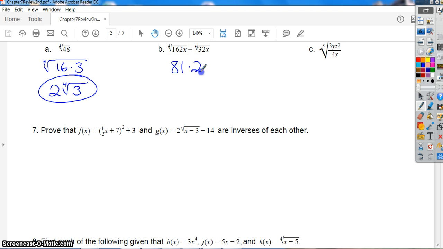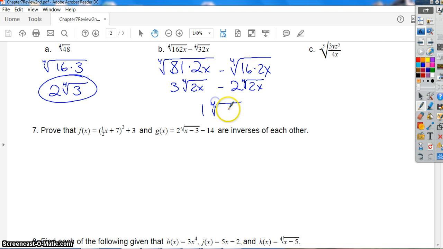Again, this is 81 times 2 minus, and this is going to be 16 times 2. So here, 4th root of that is 3 4th root of 2x minus 2 4th roots of 2x, which will leave you with 1 4th root of 2x.